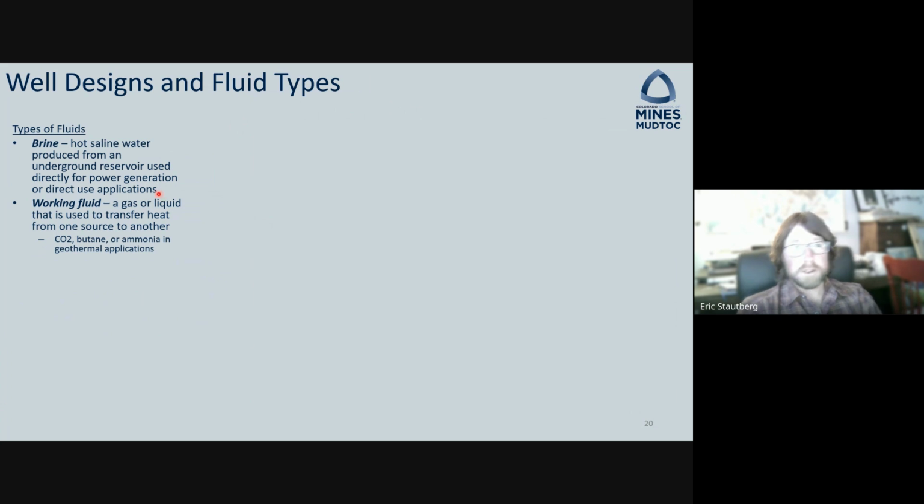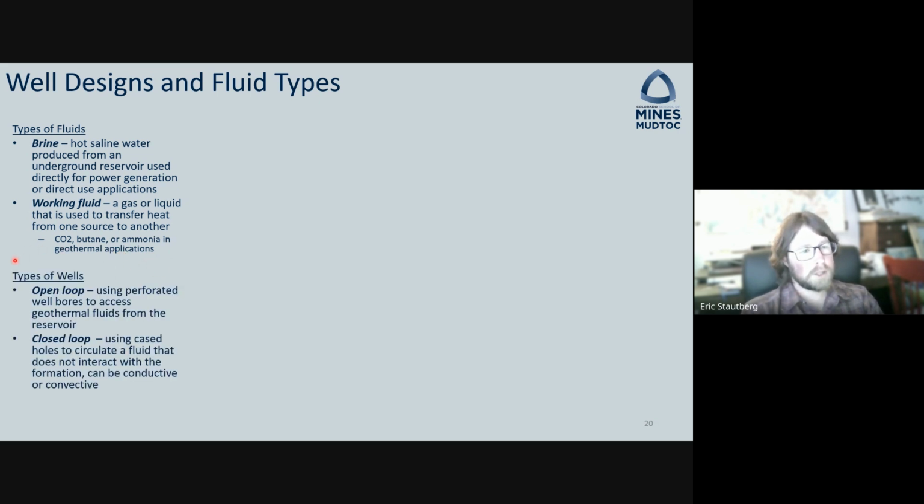As far as well designs and fluid types go, I briefly touched on this on the last couple of slides. We're all familiar with brines. These are just hot saline formation waters that are stored in these underground reservoirs and sedimentary basins. But working fluids are either a gas or a liquid that we can transfer thermal energy to or from one source to another. People have talked about using supercritical CO2, but more commonly we use butane or ammonia or other hydrocarbon-based fluids.